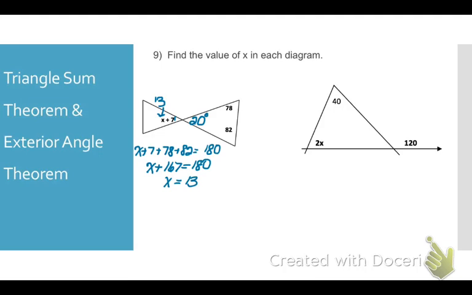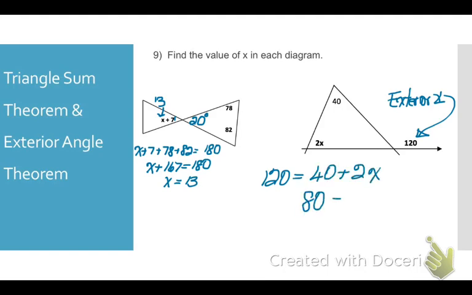Okay? And then on the next one, notice that this 120 is an exterior angle, and the exterior angle theorem says that an exterior angle is equal to the sum of the two opposite interior angles. So in this case, 40 plus 2x. And I'm going to solve and find that x equals 40.